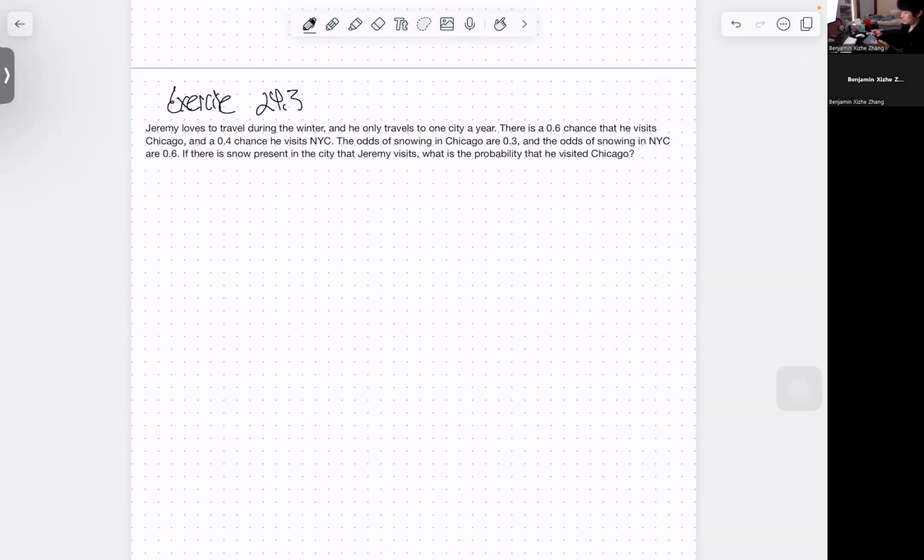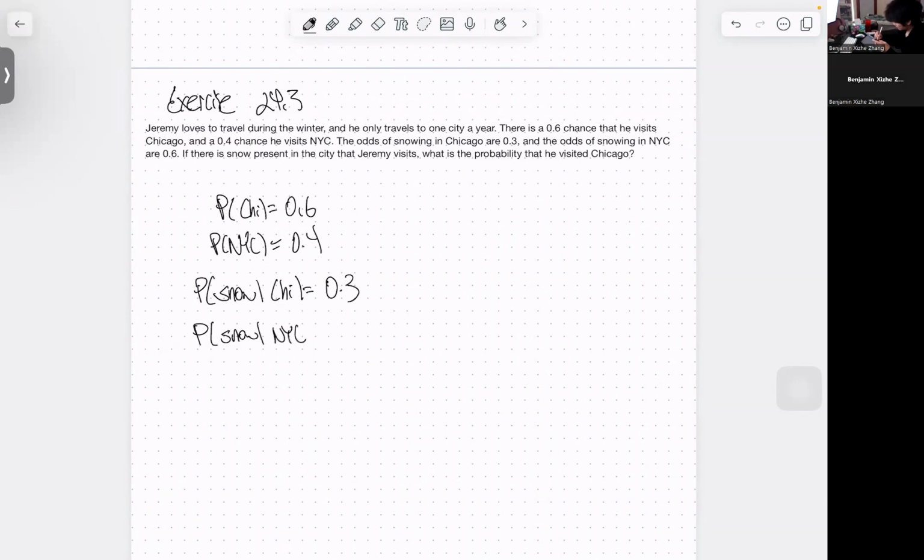Cool. So let's write down the information that we've been given. We know that the probability of visiting Chicago is 0.6, probability of New York City is 0.4, and the odds of snowing in Chicago, so snow given Chicago, is 0.3, and the probability of snow given New York City is 0.6. And what we want to find is the probability of Chicago given there being snow.